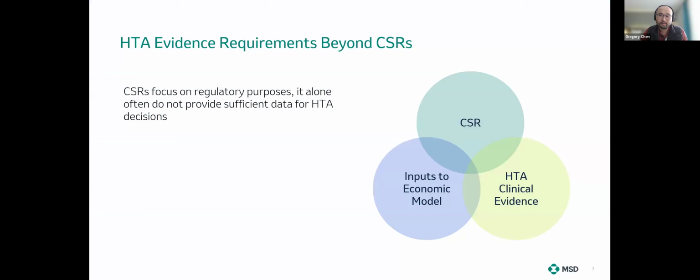While clinical study reports are crucial for regulatory purposes, they often do not provide all the necessary clinical insight for HTA decisions. Some HTA statistical analyses are dedicated to filling the gap in those clinical insights, while some analyses serve as input primarily for economic modeling or fulfill both purposes.